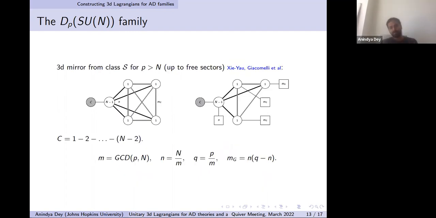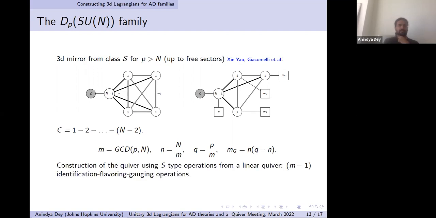And similarly, the same thing could be done for p greater than n. So again, the basic structure of this is the same. It is a linear quiver and a complete graph coupled to each other by a certain number of bifundamentals.